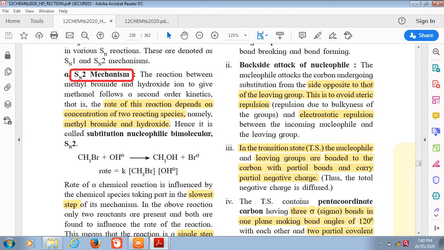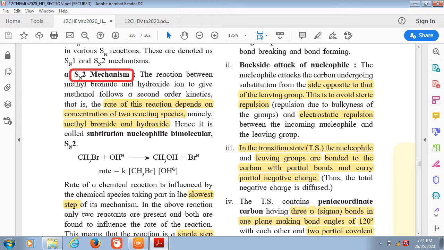So that's why it is nucleophilic bimolecular substitution, or SN2 reaction. So rate of the reaction is equal to k into concentration of methyl bromide into concentration of OH minus. That's why it is an SN2 reaction.